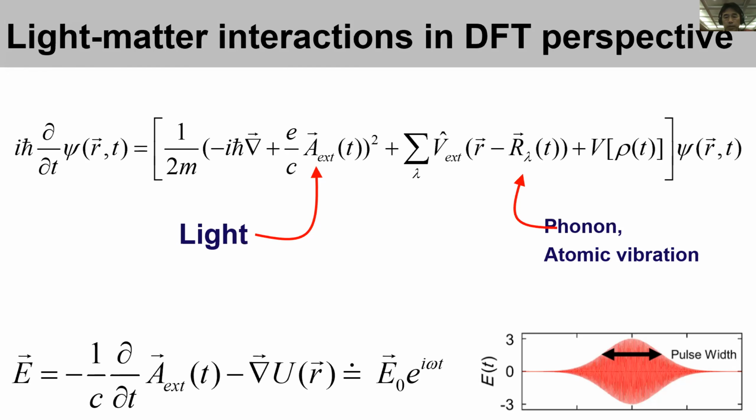And sometimes we include the classical vibration, the oscillating scalar potential originating from the classical vibration. So by including this atomic vibration through the scalar potential, we can describe the electron-ion interaction, and with the light vector potential we can include the time-oscillating light, for example, monofrequency or pulse light.